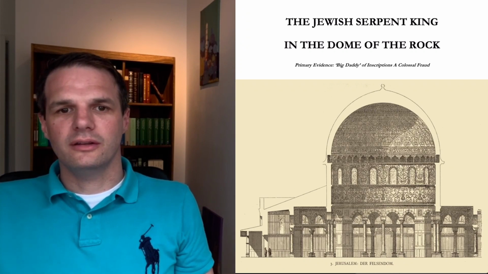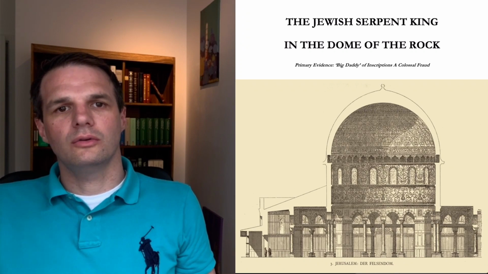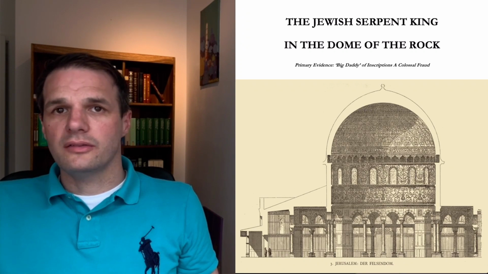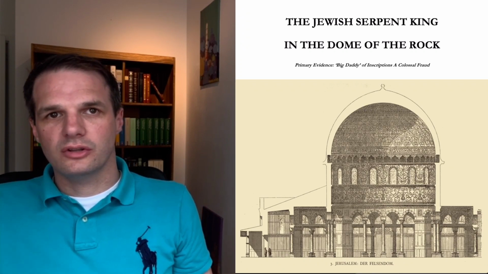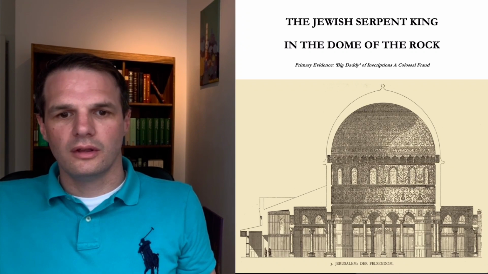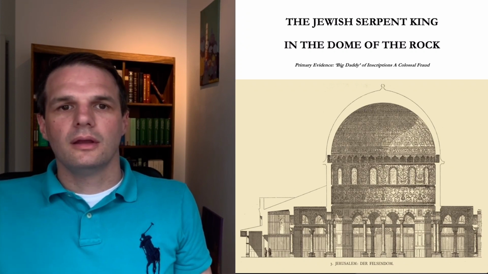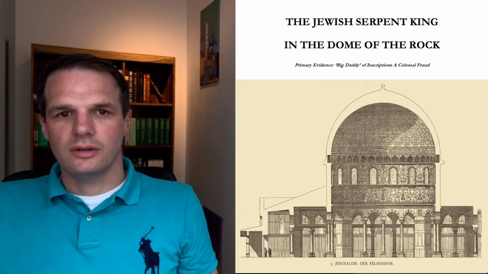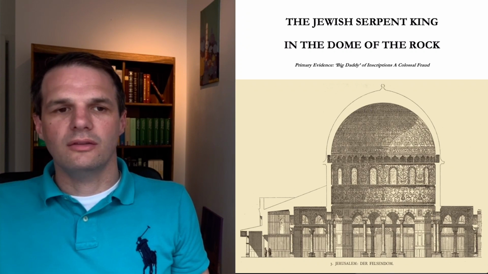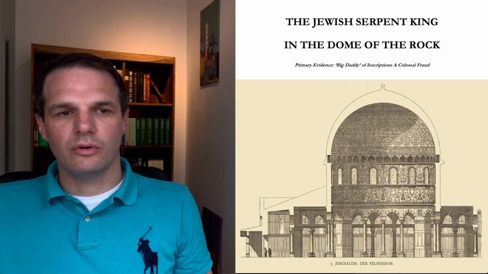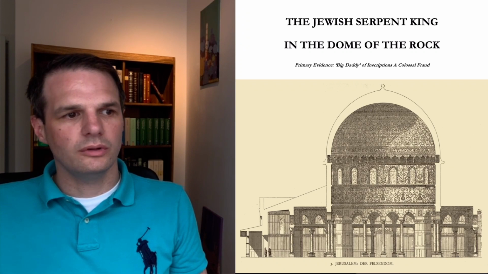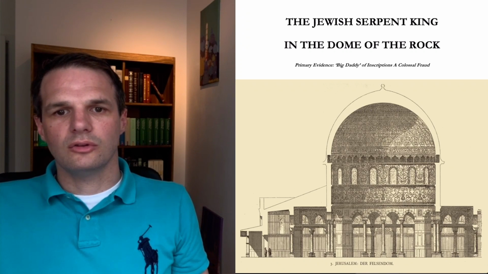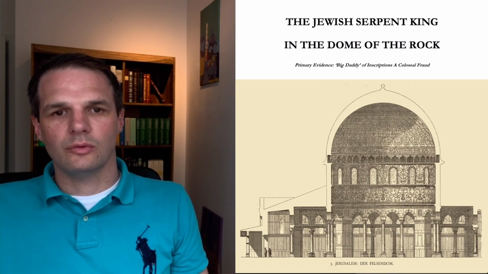My name is Thomas Alexander, and today we want to continue our look into A.J. Deus's paper, The Jewish Serpent King in the Dome of the Rock. Last time we've looked at depictions, woodcuts, drawings from the Middle Ages, and today we want to go into the textual evidence that A.J. proposes to make the case for his claim that the Dome of the Rock is a young creation, if you will, and particularly the inscription inside the Dome of the Rock along the roof of the ambulatory.